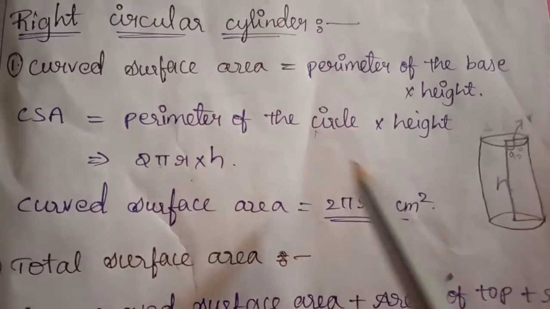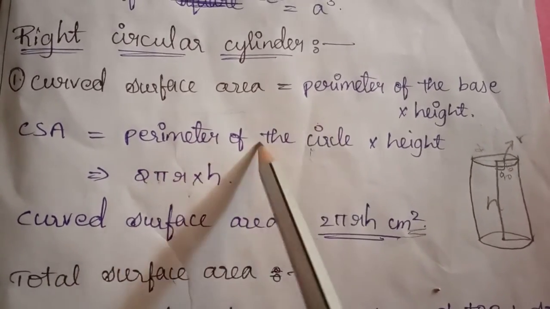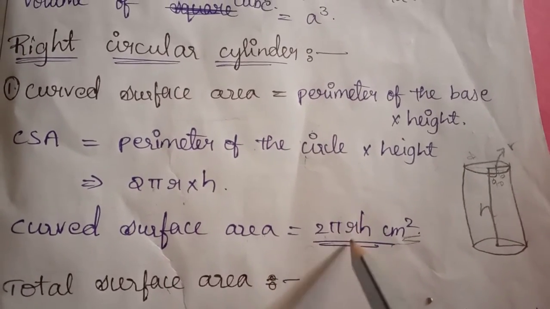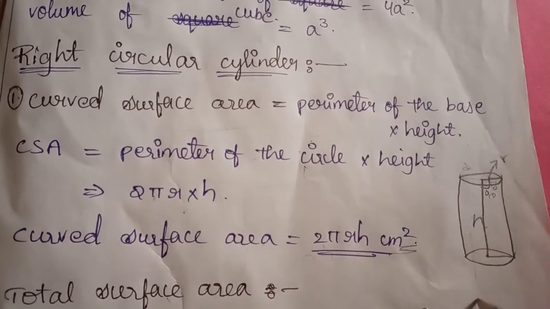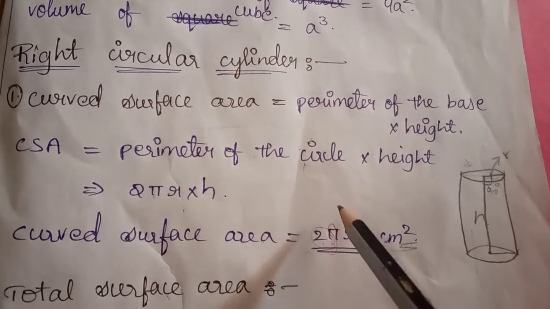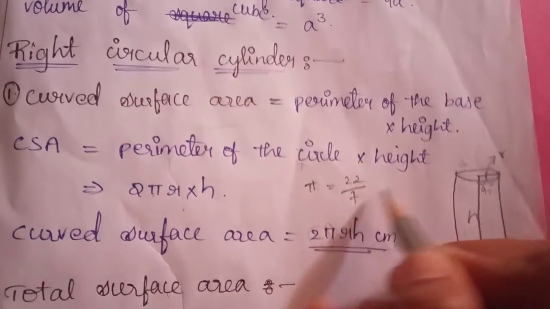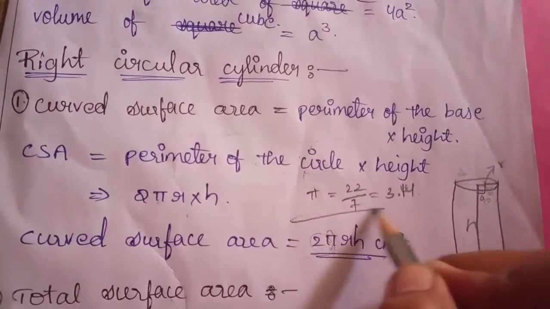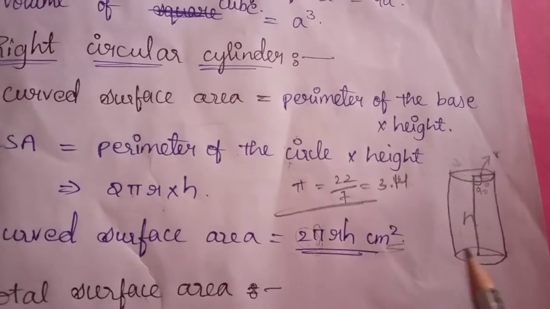And it is area, so we are using square units. So this is about curved surface area of a right circular cylinder. The formula is 2 pi r h, where r is the radius of the cylinder and h is the height of the cylinder. And we already know that the value of pi is 22 by 7, which equals 3.14. Okay, remember this value. So here pi equals 22 by 7 or 3.14.